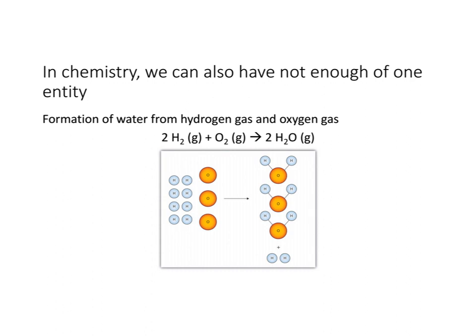If we apply the concept to chemistry, we can look at one of our more simple equations, the formation of water from hydrogen gas and oxygen gas. This is our balanced equation: 2 moles of hydrogen plus 1 mole of oxygen gives you 2 moles of water. In this example, we have 4 molecules of hydrogen gas and 1.5 molecules of oxygen, so that's 3 atoms. And here we have 8 atoms of hydrogen.